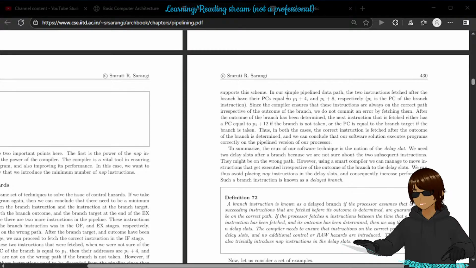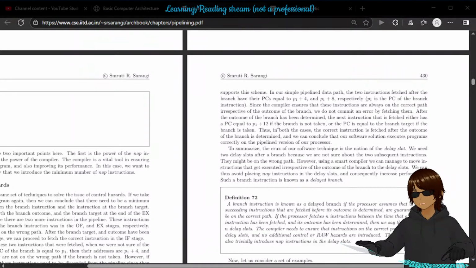In our simple pipeline data path, the 2 instructions fetched after the branch have their PCs equal to P1 plus 4 and P1 plus 8 respectively. P1 is the PC of the branch instruction. Since the compiler ensures that the instructions are always on the correct path irrespective of the outcome of the branch, we do not commit any error by fetching them.